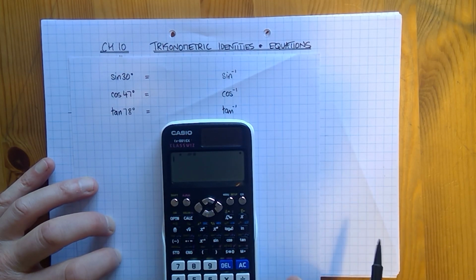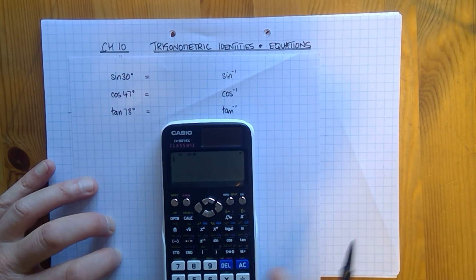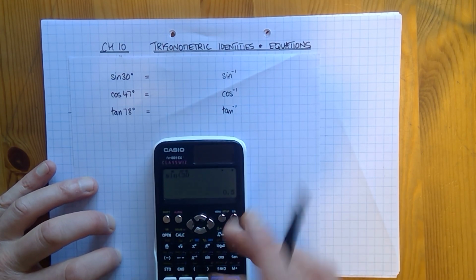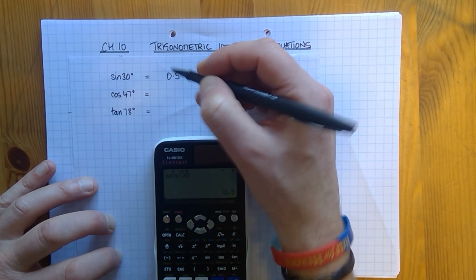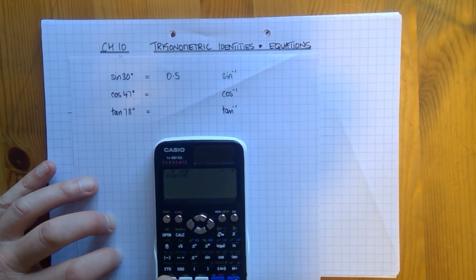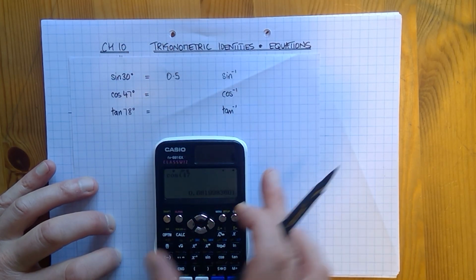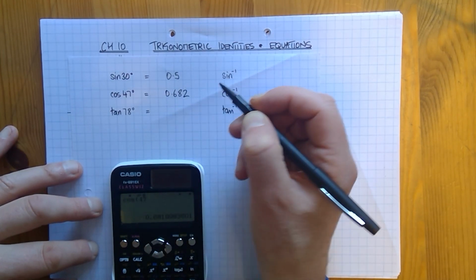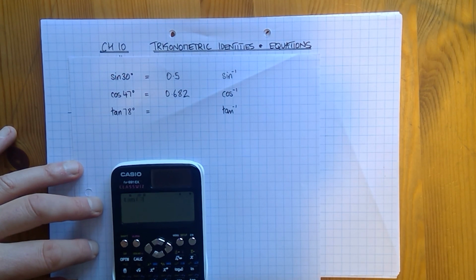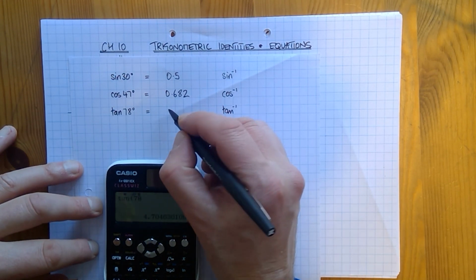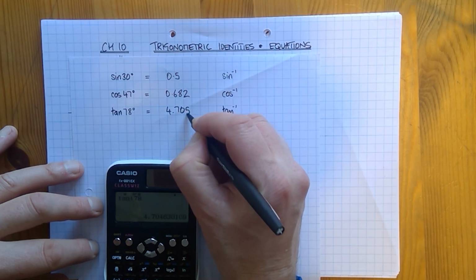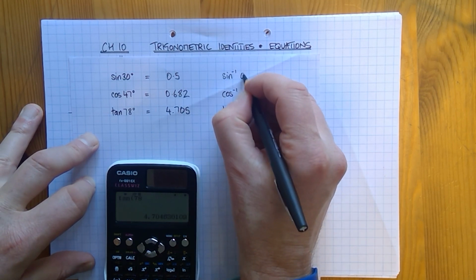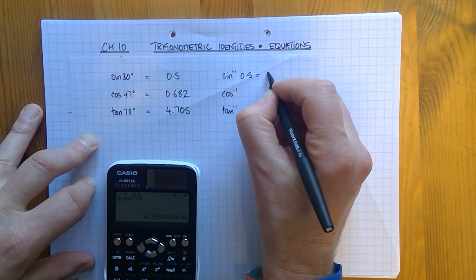The sine of 30: if you wanted to work out the sine of 30, you could either work it out in surd form yourself, or use your calculator. Sine 30 is 0.5, and we can use the same process. Cos of 47, these are just random questions I've thrown down, is 0.682, to three significant figures. Tan of 78 is 4.705.